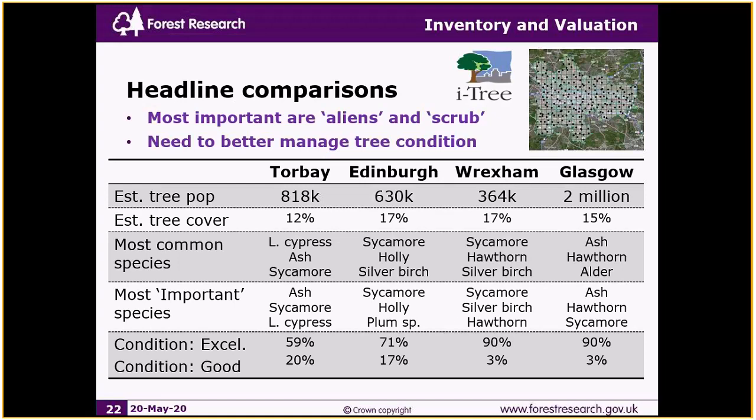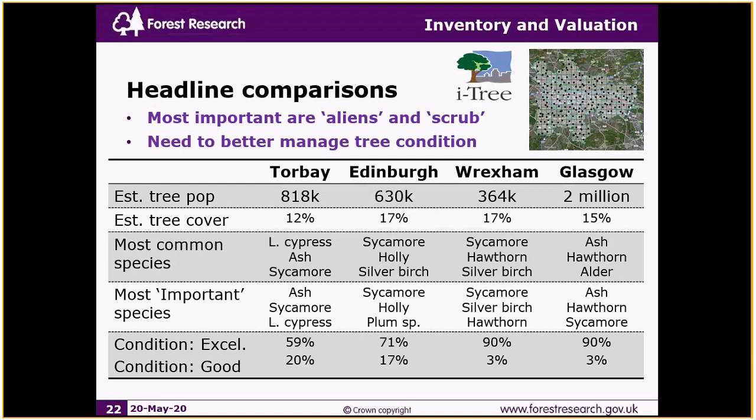So iTree Eco allows us to do an analysis of our inventory of trees, and for these locations, we can see that the most common species, time and time again, sycamore is featuring. Silver birch features quite commonly as well. And it's also very regular to see hedging trees appear in the most common species, as you would expect here. The cypress and hawthorn, very common to use hawthorn as a hedge tree in Wales and also around Glasgow.